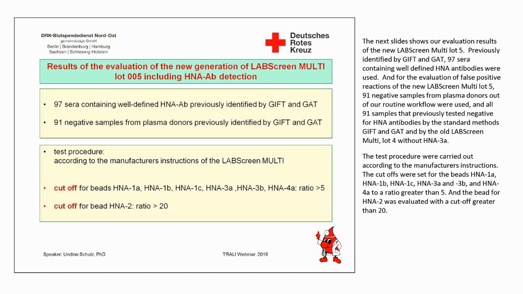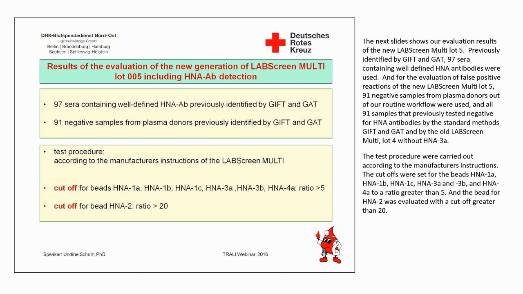The next slides show our evaluation results of the new LABScreen Multi Lot 5. 97 sera containing well-defined HNA antibodies, previously identified by GIFT and GAT, were used. And for the evaluation of false positive reactions of the new LABScreen Multi Lot 5, 91 negative samples from plasma donors out of our routine workflow were used. All 91 samples were previously tested negative for HNA antibodies by the standard methods GIFT and GAT, and by the old LABScreen Multi Lot 4 without HNA 3A. The test procedure was carried out according to the manufacturer's instructions.